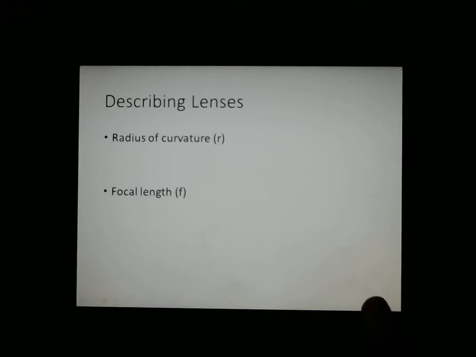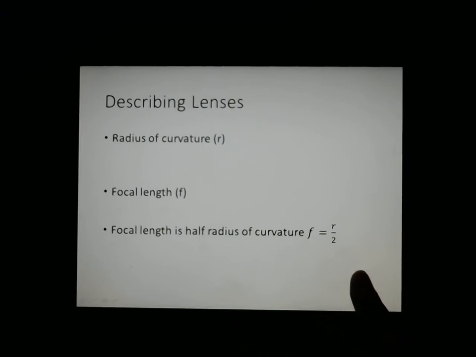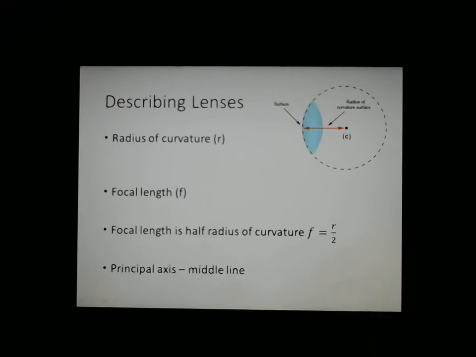And this is always half the radius of curvature. So if you have been told the radius of curvature, you can work out the focal length by just dividing it by 2. This formula is not given to you, but you should understand the relationship, and this formula just represents that. And finally, whenever you do a lens diagram, you have something called the principal axis. Oh, there's my image. And the principal axis is just the middle line.